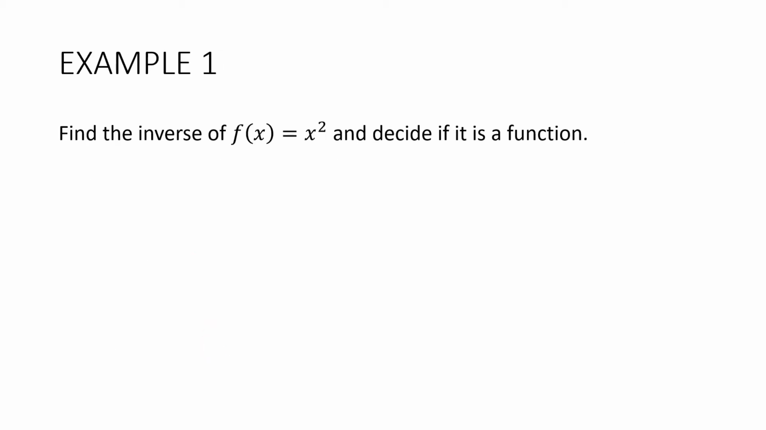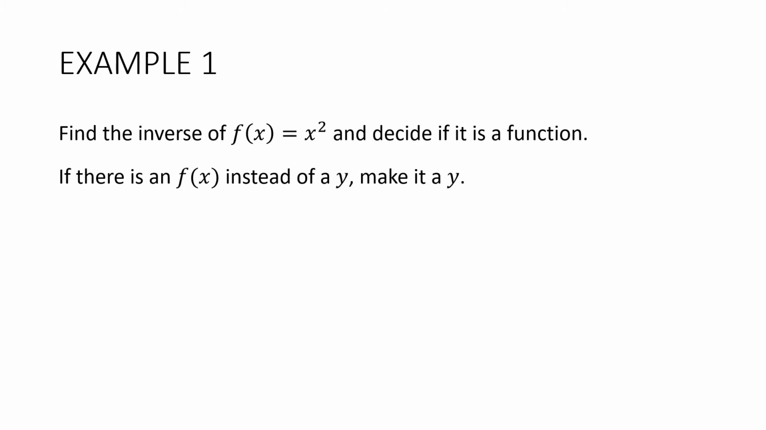Let's look at a couple of examples. Find the inverse of f of x is equal to x squared and decide if it is a function. Now here's a tip. If there's an f of x instead of a y, just make it a y. It will make life easier for you. Now switch your x and y. Now make y the subject. y squared equals x. Square root both sides. y is equal to plus or minus root x.